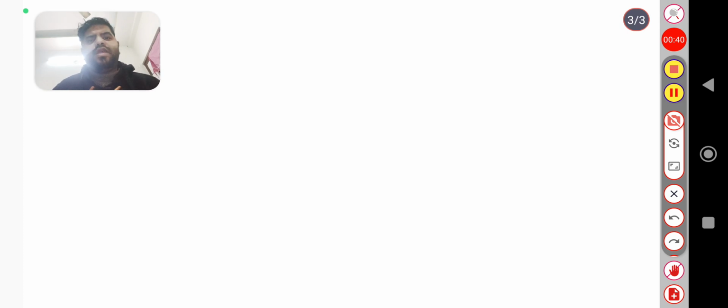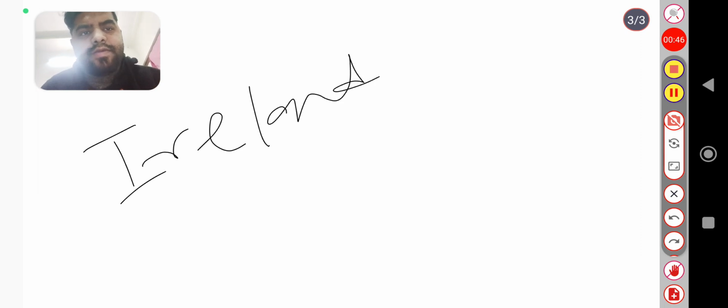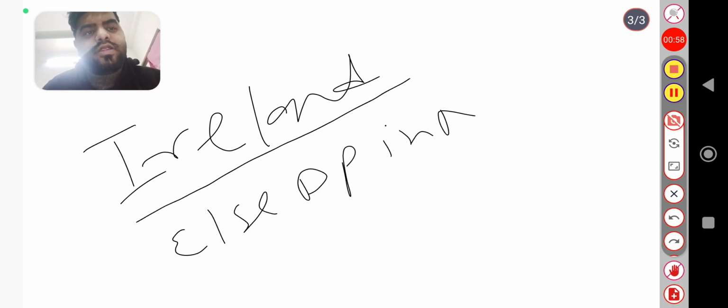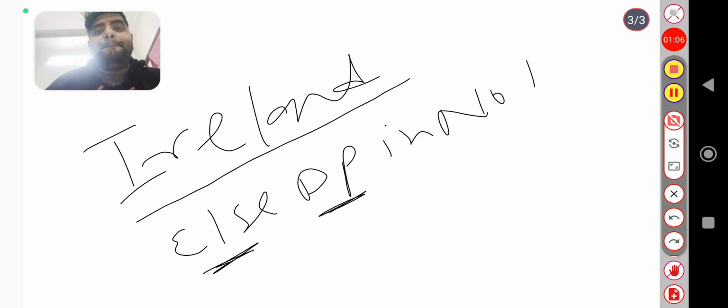Ireland. The trick to remember sources from Ireland is LSDP. LSDP is number one. L S means Ireland, and DP is directive principles. So the term directive principles in our constitution has been taken from Ireland.